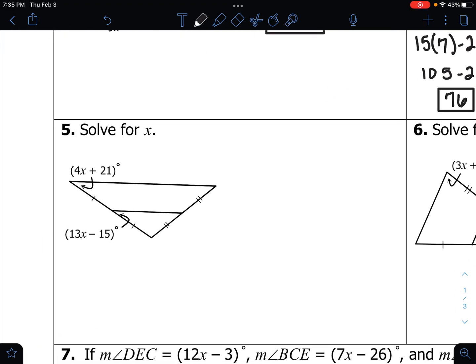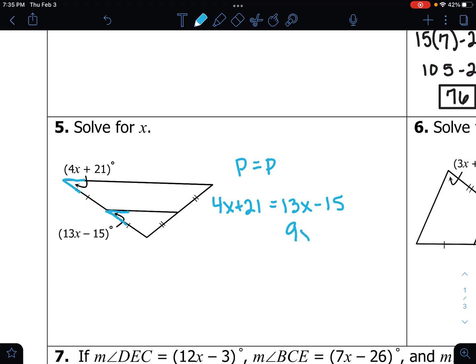Solving for x again, and we're still dealing with mid segments. Oh, wait, this is an angles problem. Okay, so we didn't really go over this. It's not a big deal. I want you to just look. This angle here and this angle here are the exact same size. So this is part equals part. Don't fret. We're going to subtract 4x from both sides. That's going to be 9x. Going to add 15 to both sides. That's going to be 36. Divide both sides by 9. We get 4.